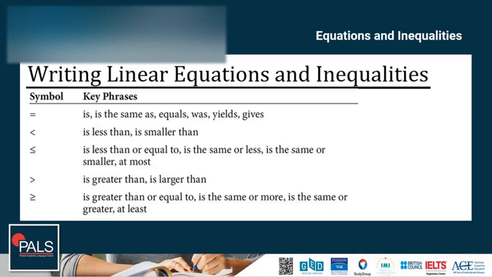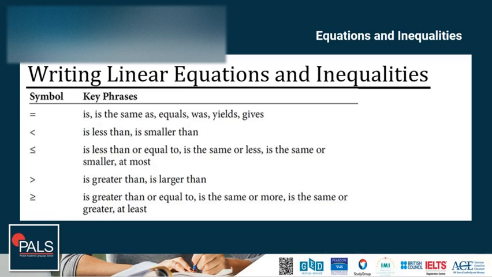Then the fourth symbol is greater than: is larger than. Then the last symbol is greater than or equal to: is the same or more, is the same or greater, at least.